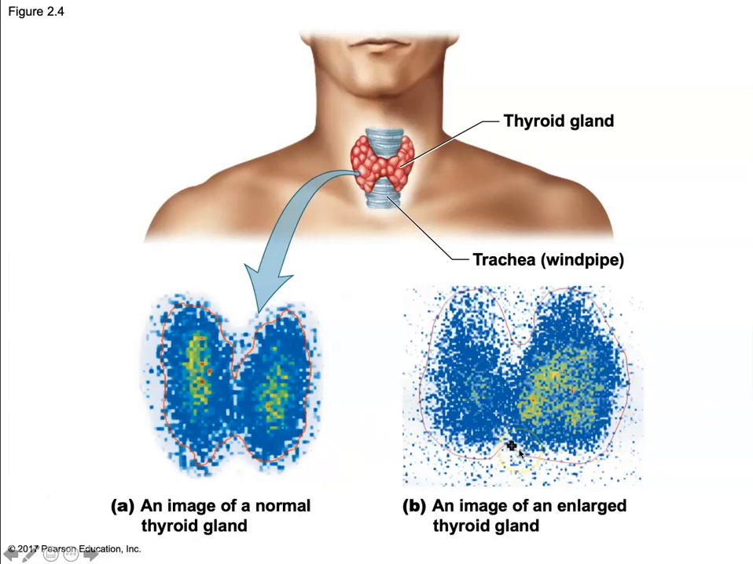We can see that these clusters of the radioactive iodine are much more diverse. They're spread way farther than they need to be, and we don't have these nice centralized locations. So the iodine is not being taken up as quickly or as efficiently. It's not being absorbed as readily in this enlarged thyroid over here.